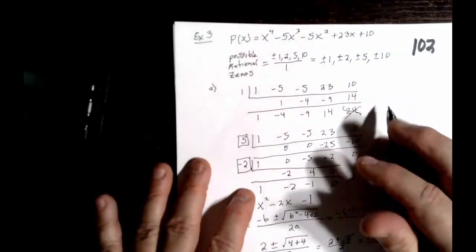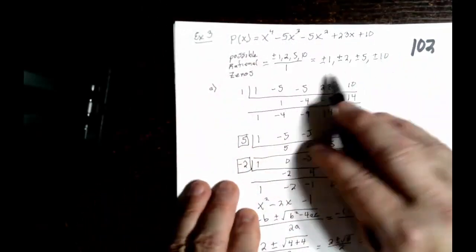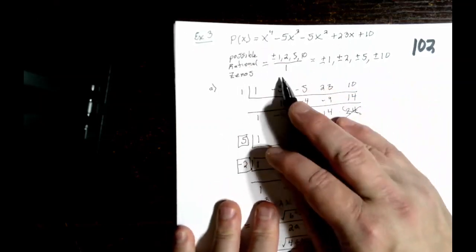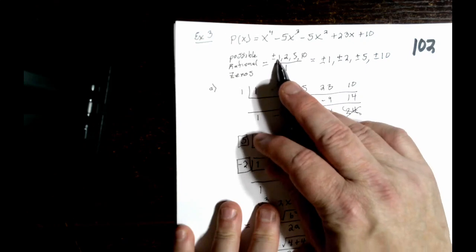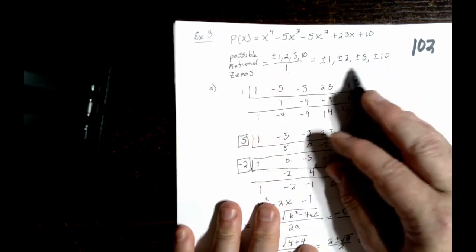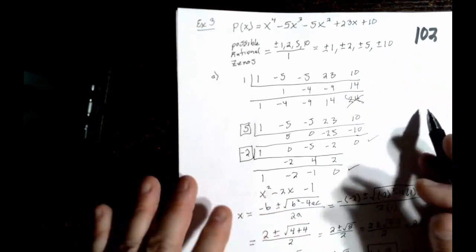In example 3, I give you a degree 4, and all factors of 10, 1 and 10, 2 and 5. All factors of 1, just 1. So 1 over 1, 2 over 1, 5 over 1, and 10 over 1 is just these 8 numbers here.